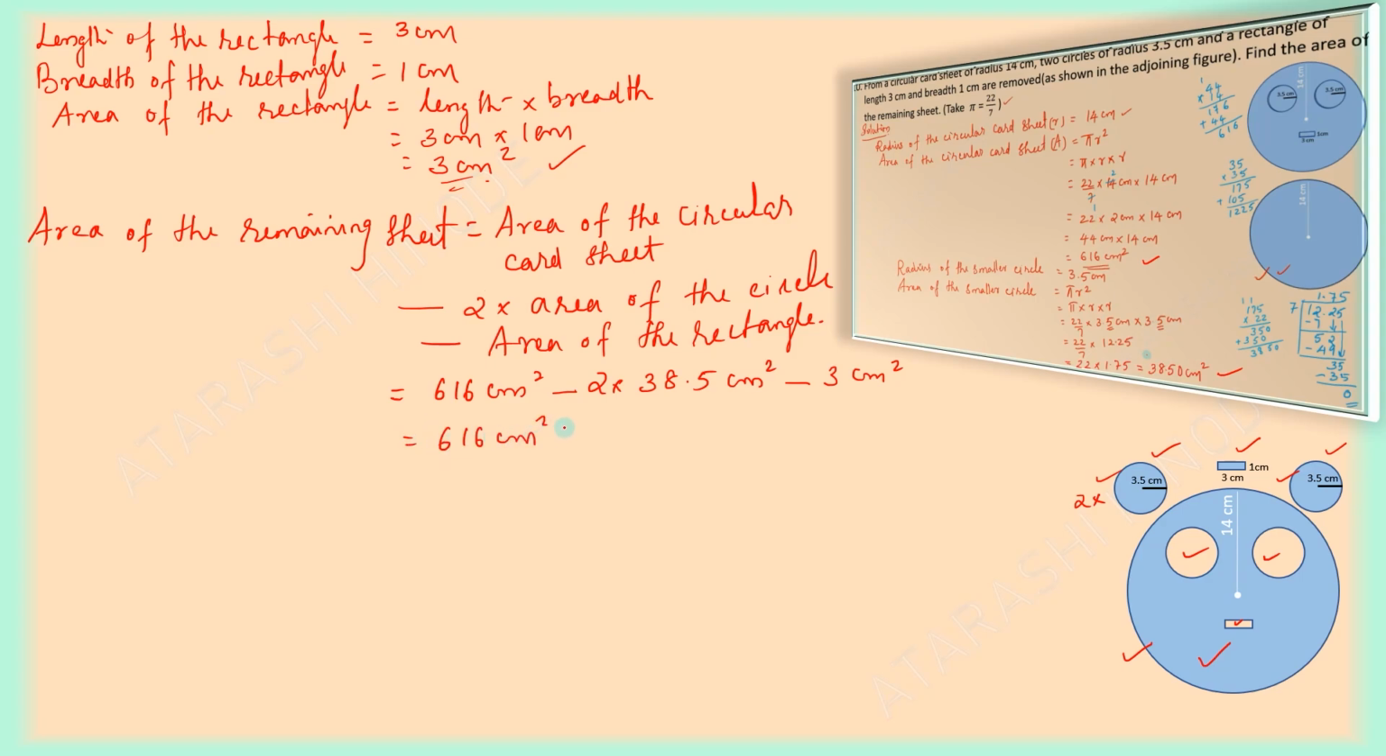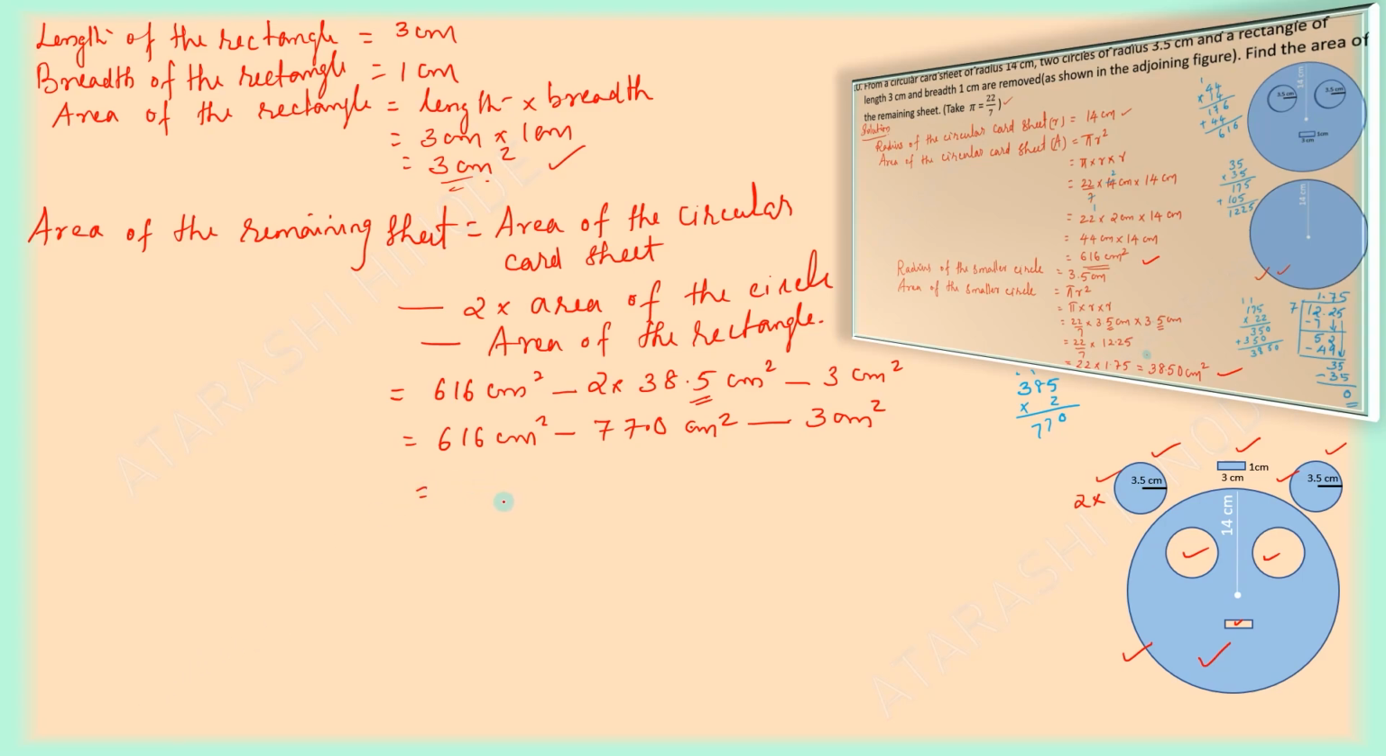That is equal to 616 centimeter square minus, now let us multiply this, that is 385 multiplied by 2. That is 2 into 38.5. That is equal to 770. Now we have to put the decimal. Here we can see after the decimal only one digit is there. So from the rightmost digit count 1, decimal comes here. That much centimeter square, then minus 3 centimeter square.